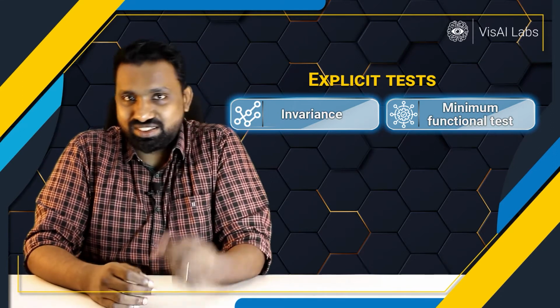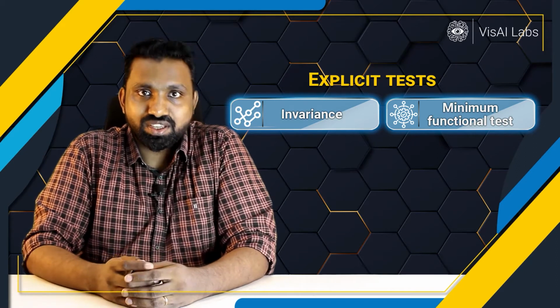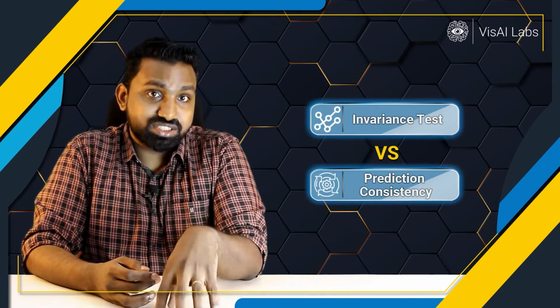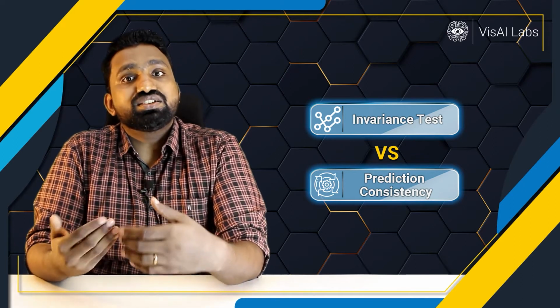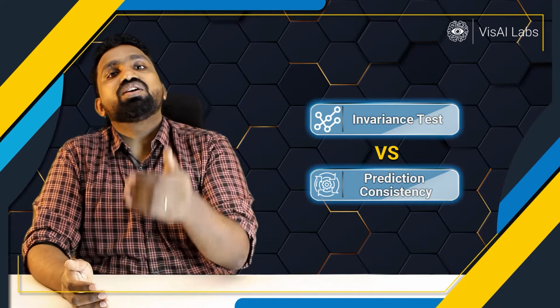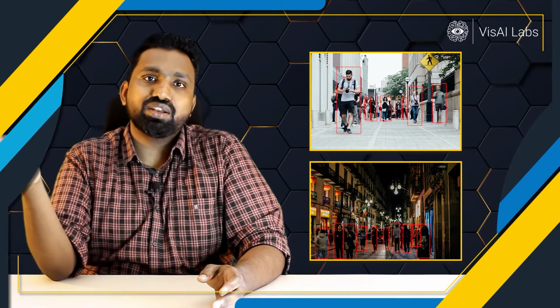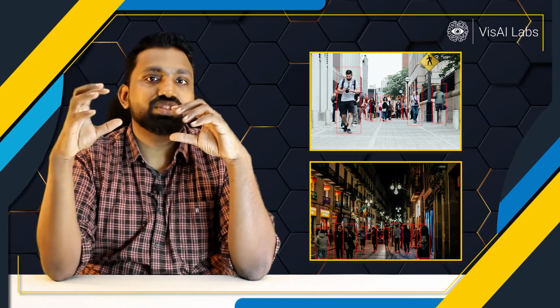So what are explicit tests? There are actually two kinds of explicit tests we at VisAI Labs use. It's the invariance test and the minimum functionality test. In the invariance test, we check the model's prediction consistency. Here we introduce some changes in the input and see how the model reacts to the changes. For example, if you have two images containing a person, but one image is in a bright environment and the other image is in a dark environment, then our model should be tested to detect a person in both images.